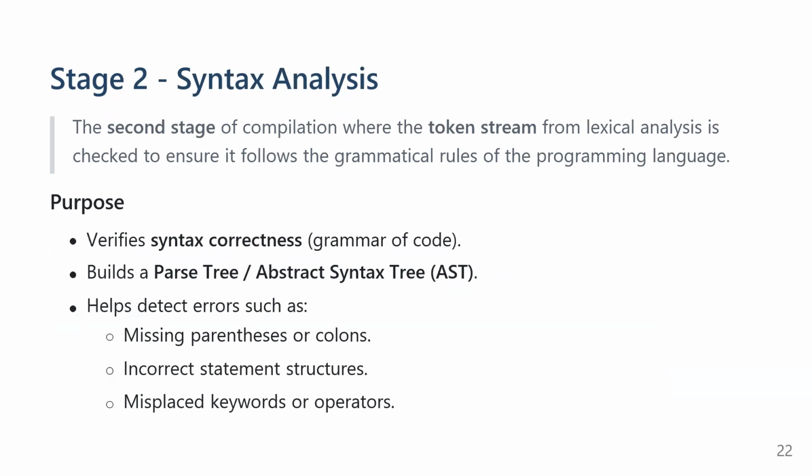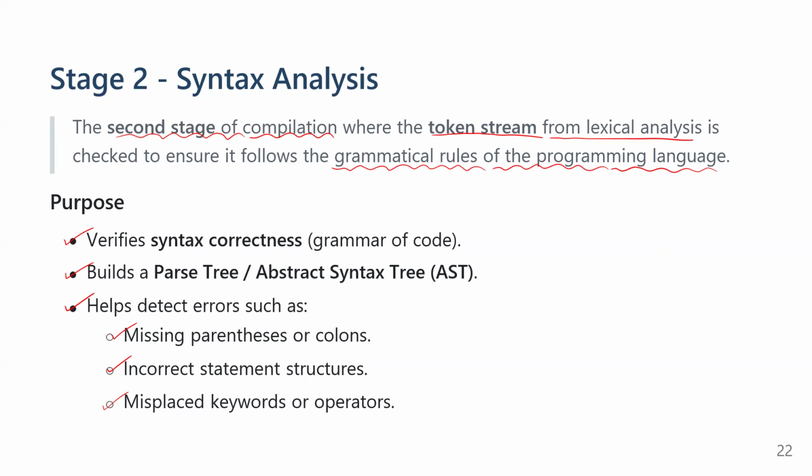So the next stage, stage 2, is syntax analysis. What exactly happens in syntax analysis, guys? In syntax analysis, the second stage of compilation, the token stream that was produced from lexical analysis is checked to ensure it follows the grammatical rules of the programming language. In this stage, we verify syntax correctness and we build something called a parse tree or an abstract syntax tree. And we use this stage to help detect errors like missing parentheses or missing colons, incorrect statement structures, or misplaced keywords or operators.